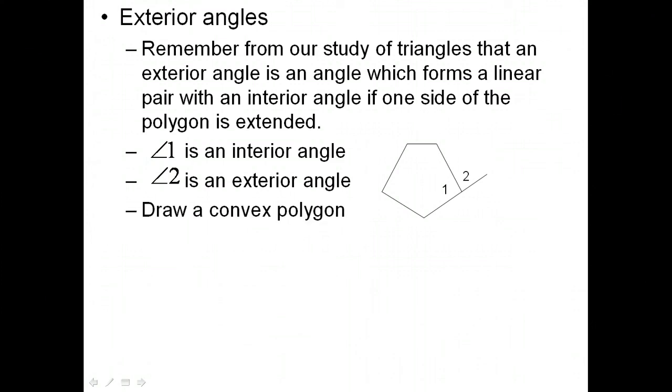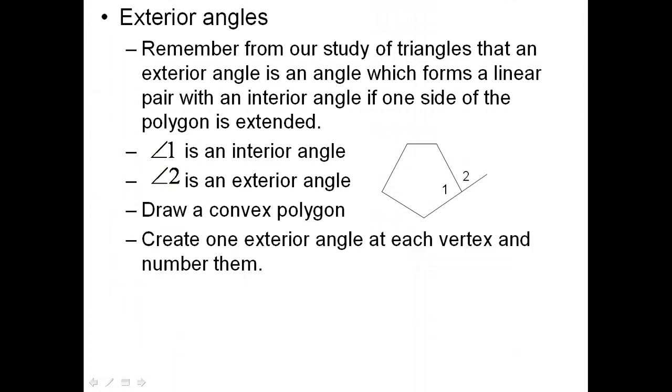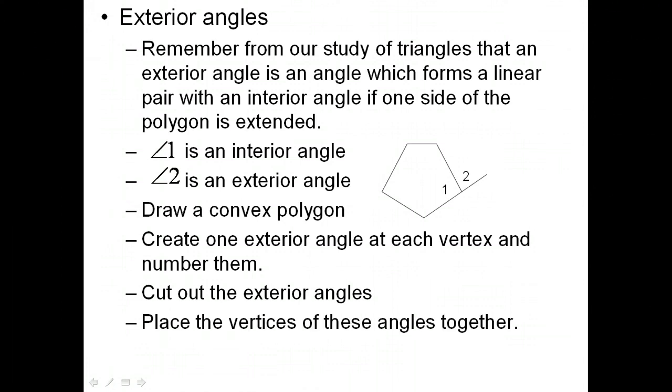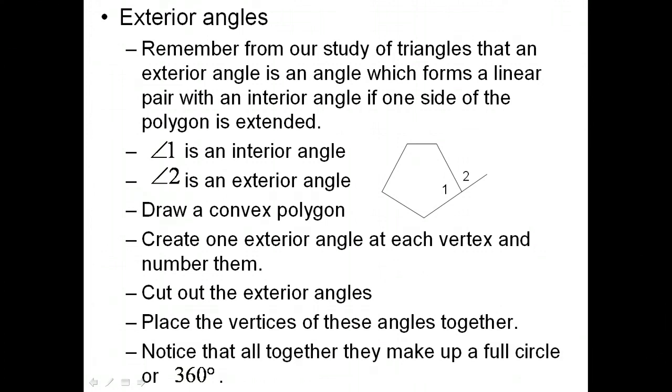I want you to take a sheet of paper and draw a convex polygon. Let's make it 5 sides. Create one exterior angle at each vertex and number them. So you should have 5 exterior angles if you did a pentagon. Cut out the exterior angles and put the vertices of these all together, and what you should see is they complete a circle for 360 degrees.